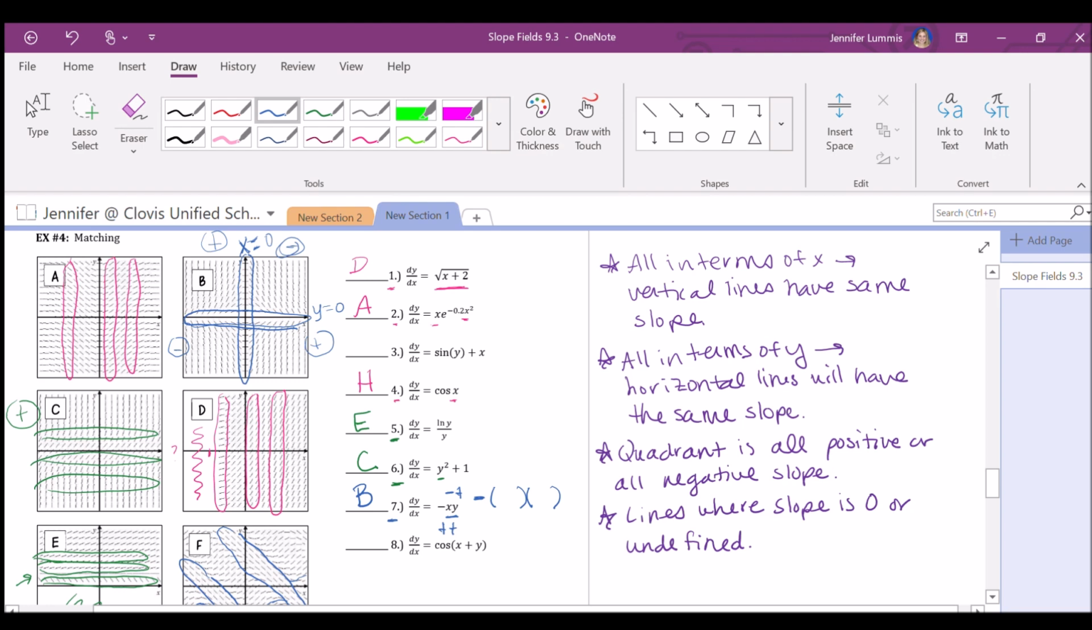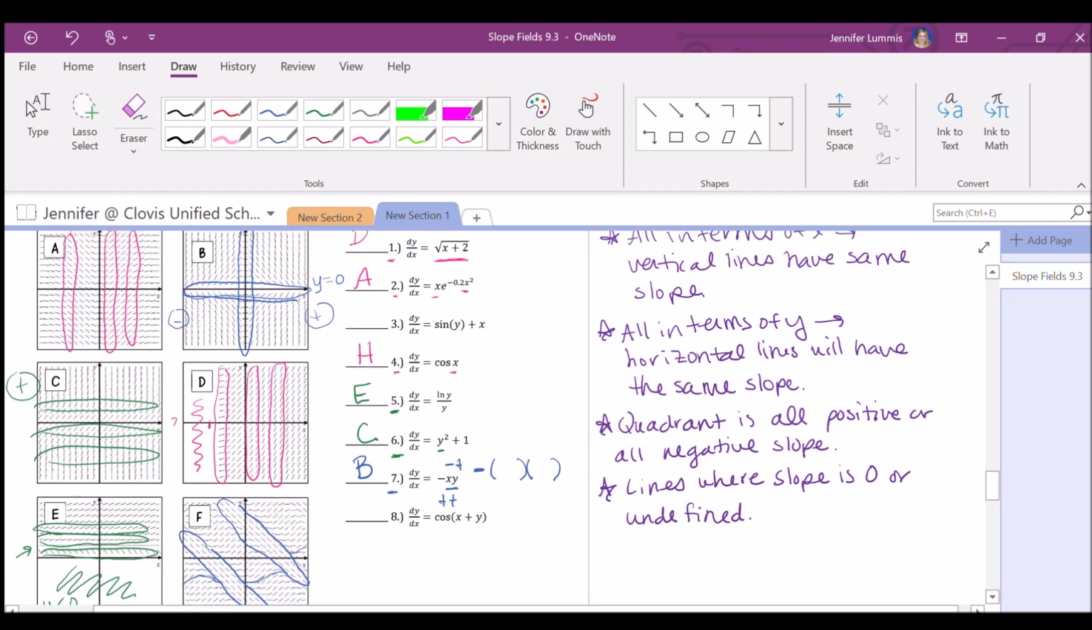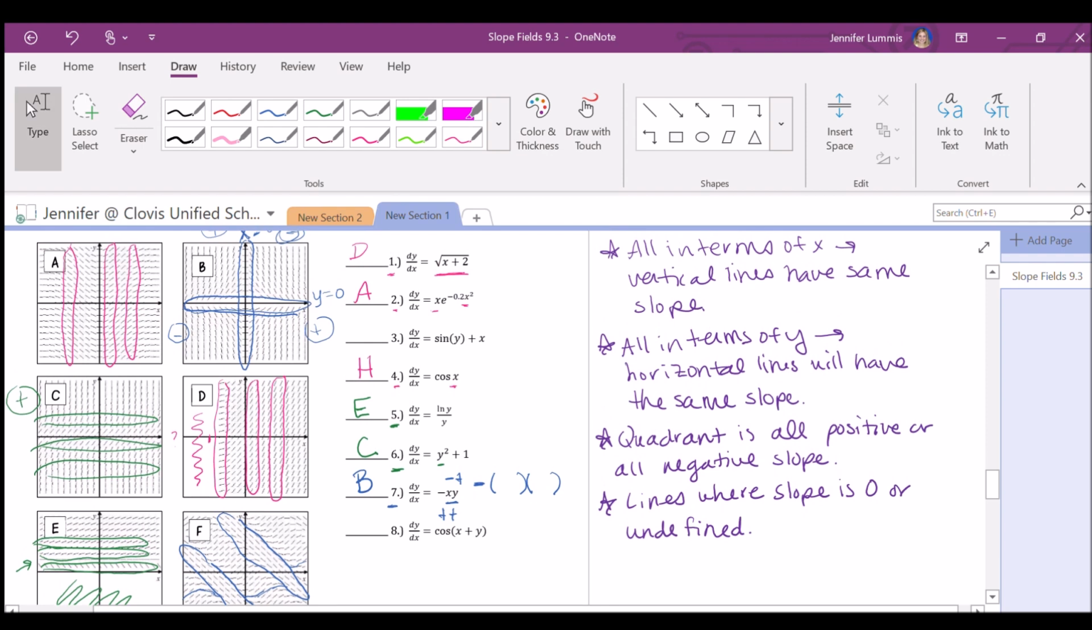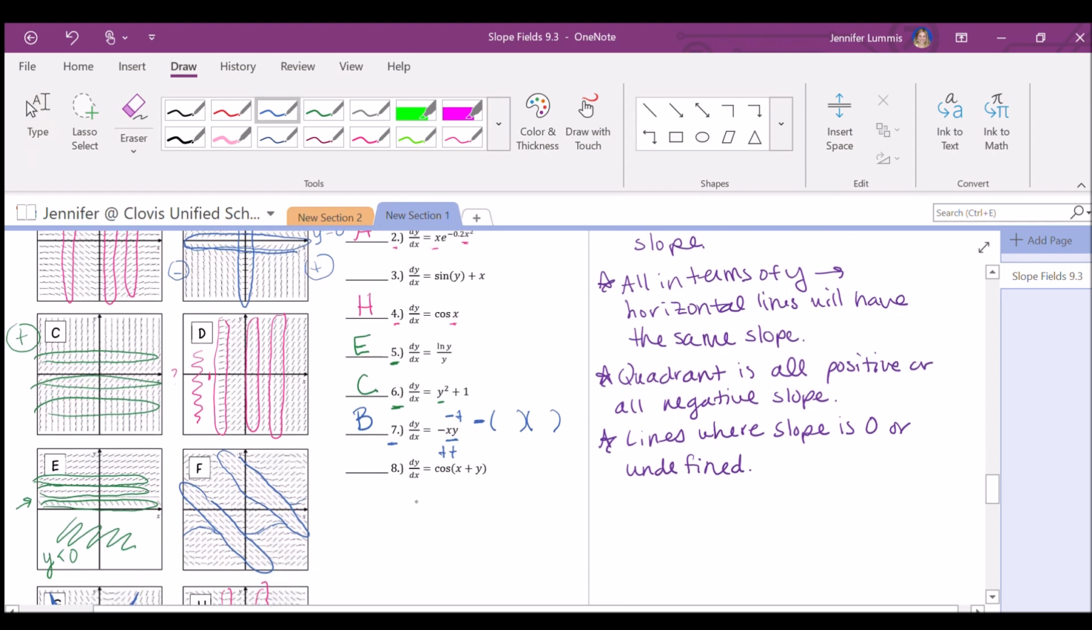For the remaining two, they're both trig functions. So maybe we'll look at the functions and determining their values. So let's say this is x plus y. If x and y are opposites, then this will add up to 0. We'll end up with cosine 0 is equal to 1. So anytime we're on the line y equals negative x, we should have a slope of 1.